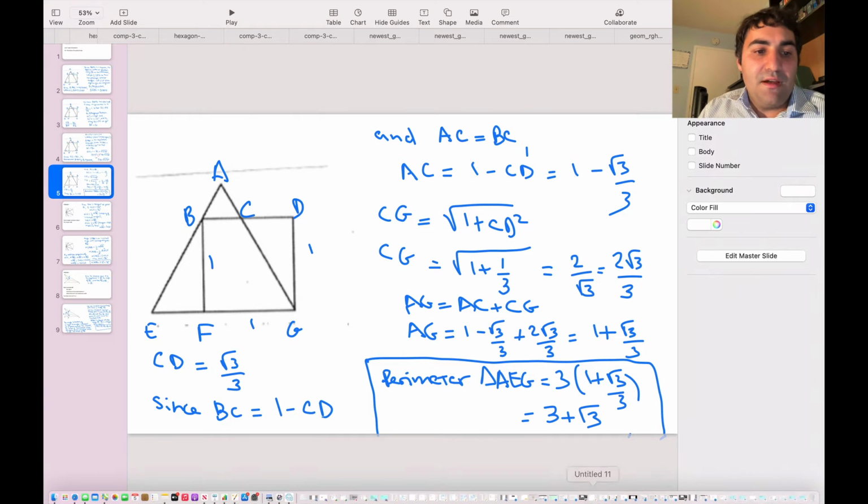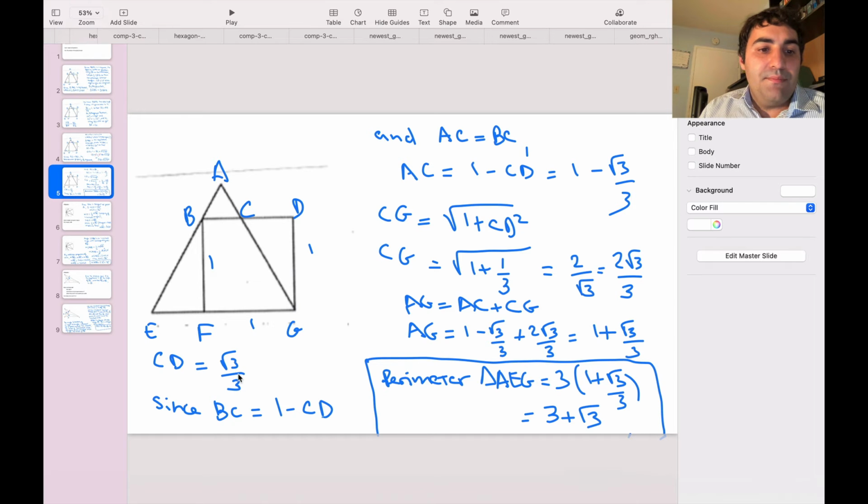And if we simplify, we get length of CD equals square root of 3 over 3. Now we know that length of BC equals 1 minus CD, and we also know that length of AC equals length of BC. So length of AC is going to be equal to 1 minus length of CD, right? Because AC equals BC. So in other words, length of AC equals 1 minus the square root of 3 over 3.